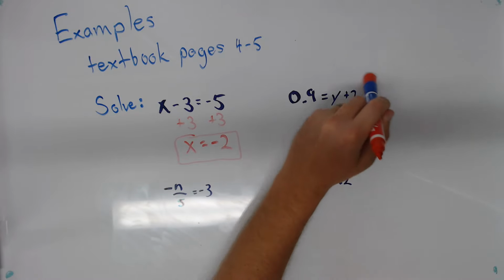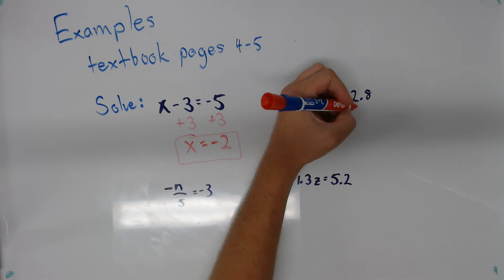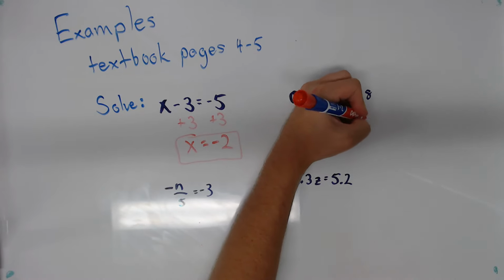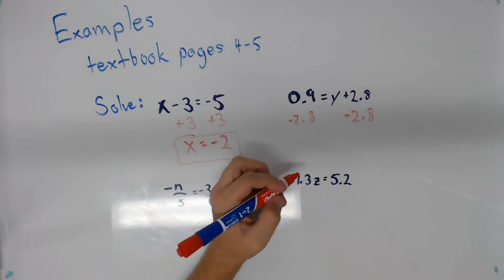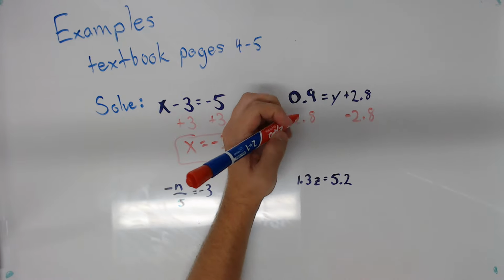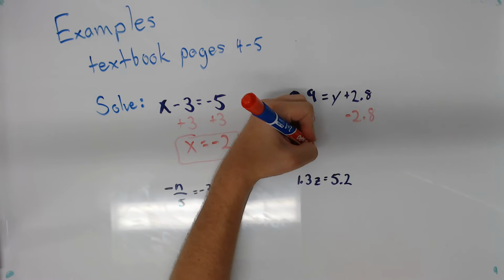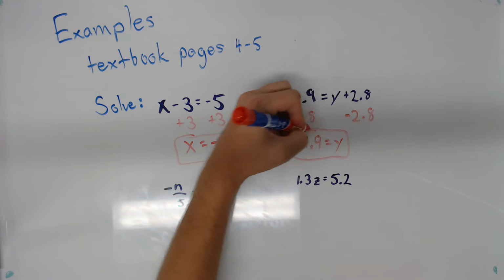The second problem, variables on the other side. All that's happening to the variable is it's adding 2.8. So if we want to get the variable alone, we have to do the opposite of adding 2.8, which is subtracting 2.8. So this is going to go away. But 0.9 minus 2.8 is going to be negative 1.9. And that'll be our answer for y.